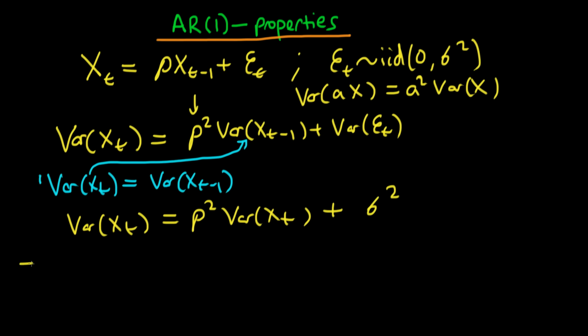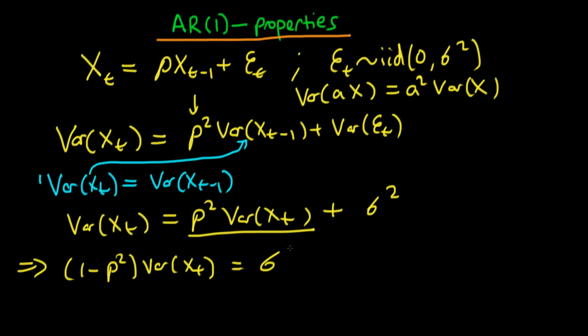And then if I take this term here over to the left-hand side, I have that 1 minus rho squared times the variance of x_t is equal to sigma squared. So we have finally that the variance of x_t is equal to sigma squared divided by 1 minus rho squared. So that is the variance of our process if it is variance stationary.